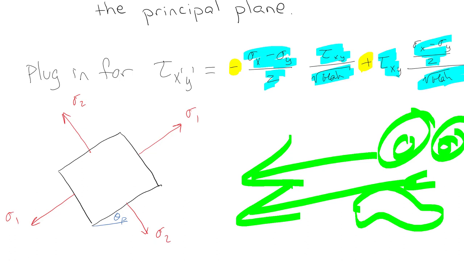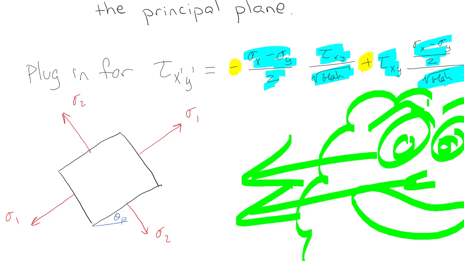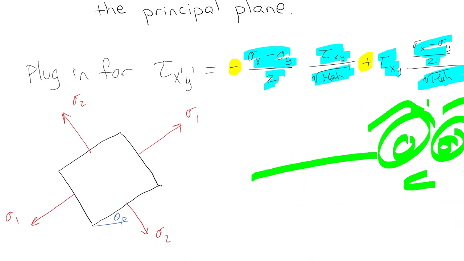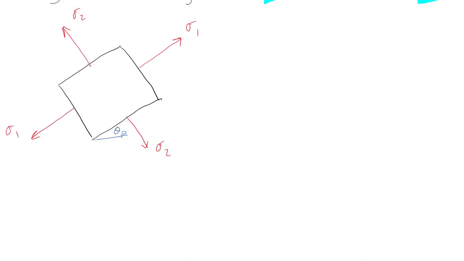I don't know why she looks sad. She should look happy. Wow. She's so happy. Look, she's got curly hair. I don't know why. Anyway, she's super happy because this is amazing and this is exactly what we wanted. So the idea is you can tilt this absolutely perfectly so that the shear stresses disappear and all you have are normal stresses.